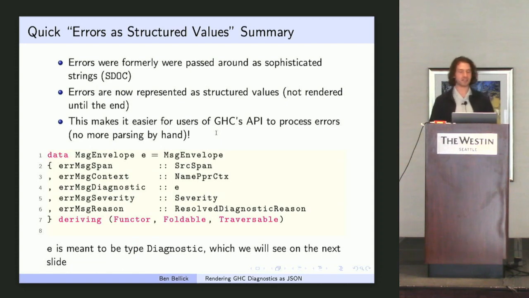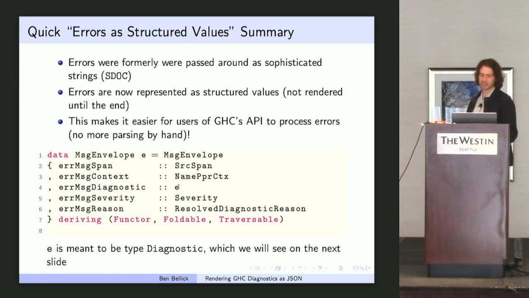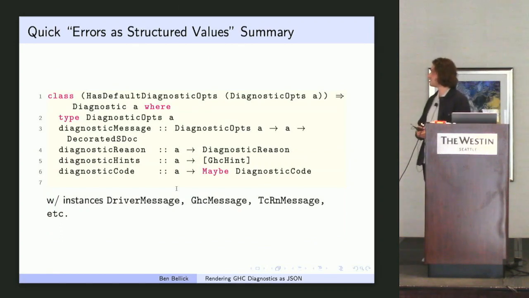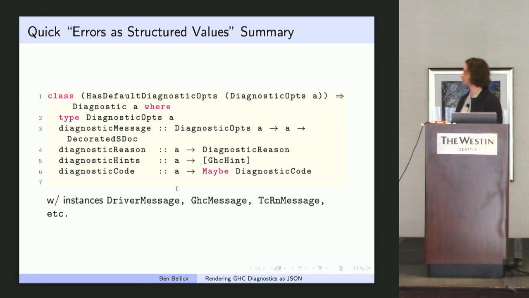This is the current implementation of errors in GHC now with this new errors as values paradigm. And the details don't really matter. This particular E here is generally going to be an instance of type Diagnostic, which is this class. So you can see getting passed around all throughout the compiler is all of this information separated out, right? You can separately grab diagnostic codes, the diagnostic reason, the message. All of these individual pieces of information are not just one single string, but are available to people who are actually tapping into GHC as an API.